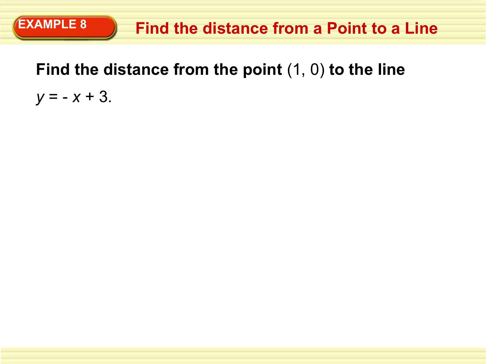So this question is asking, find the distance from point 1, 0 to line y equals negative x plus 3. So normally you guys are used to finding the distance of a point to a line using a graph. So now we're going to use the slope-intercept form. So first thing you need to do, step 1.